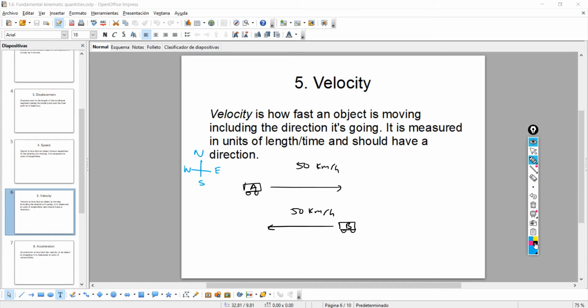Okay, so if I asked you, what is the velocity of car A? What you have to say is this. The velocity of car A, you can actually make these abbreviations, very nice.